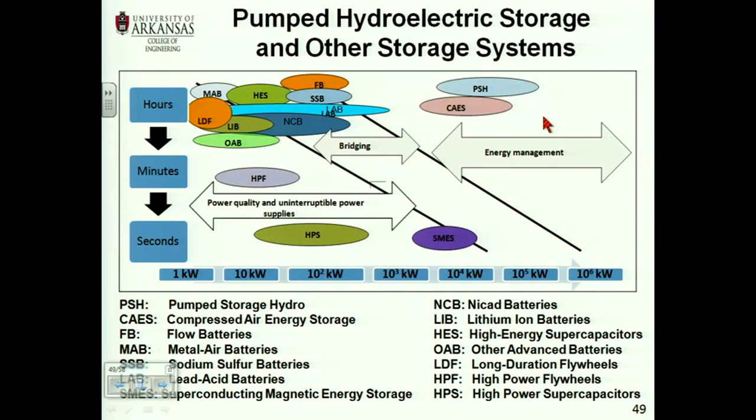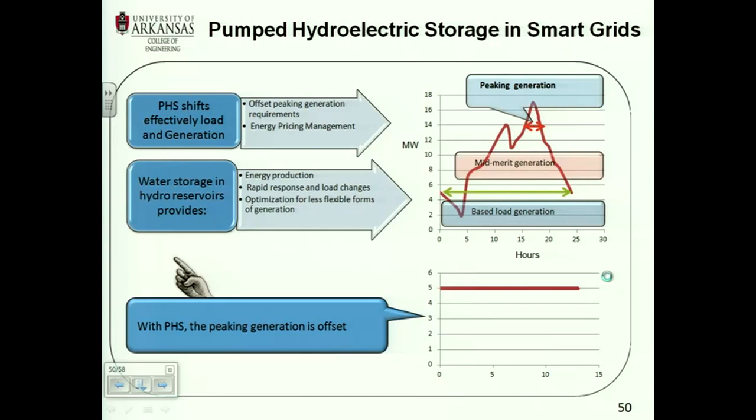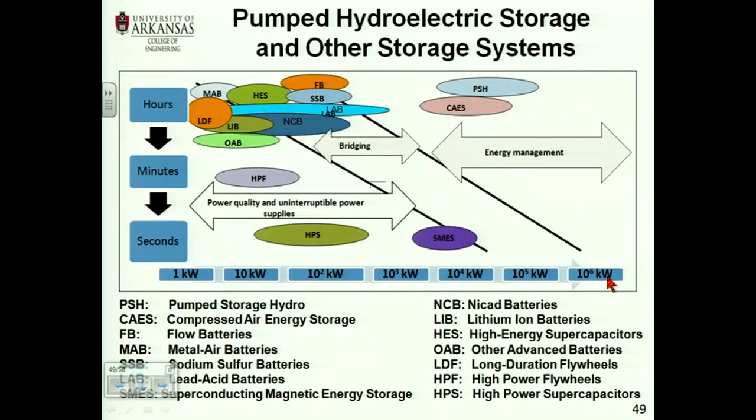So let's look at what this busy picture is. And I don't see a reference, so it looks like the student's. But now, here what you have is hours, minutes, and seconds. And here you have 1 kilowatt, and here you have 1 million kilowatt, right? Which is equal to a gigawatt, right?